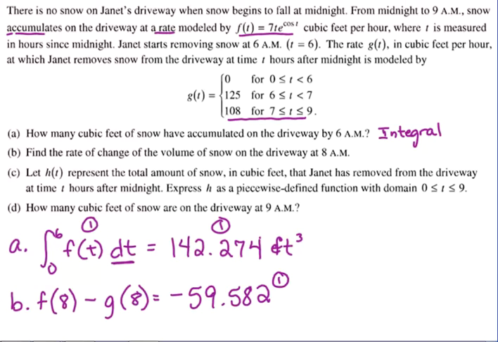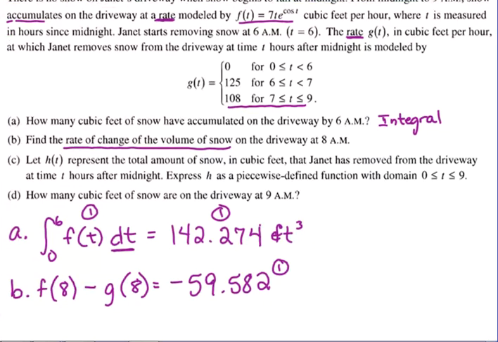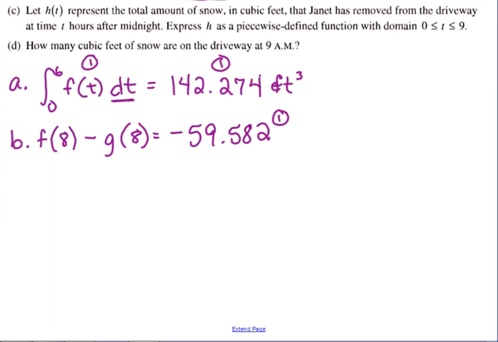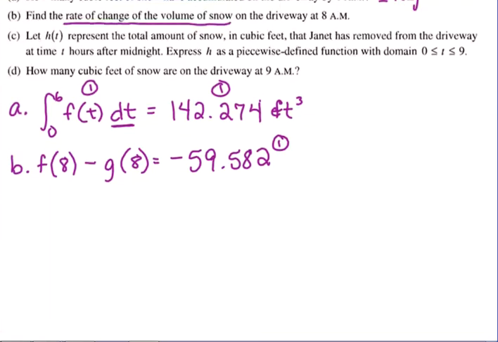But the key here is it says find the rate of change of the volume of the snow. Well, you have the rate for the accumulation, you have the rate at which it's being removed. So accumulate minus removal gives you the rate of change of the volume, total volume. All right, so let's look at C. Let H of T represent the total amount of snow in cubic feet that Janet has removed from the driveway at time T hours after midnight. Express H as a piecewise defined function with domain.